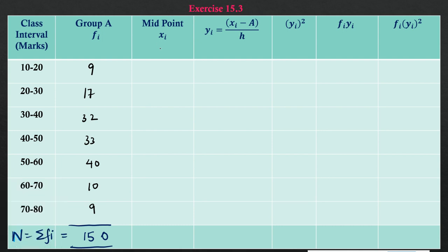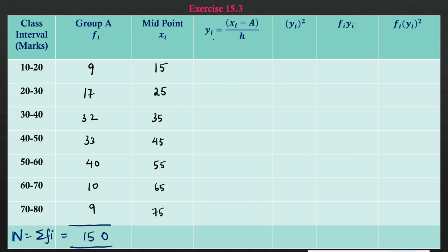Next, I'll write down the value of the midpoint, which is going to be your xi. Xi is given by upper limit plus lower limit divided by 2. 10 plus 20 is 30, divided by 2, I get 15. 20 plus 30 is 50, 50 divided by 2 is 25. Similarly, I can fill up the entire table: 45, 55, 65, and 75.